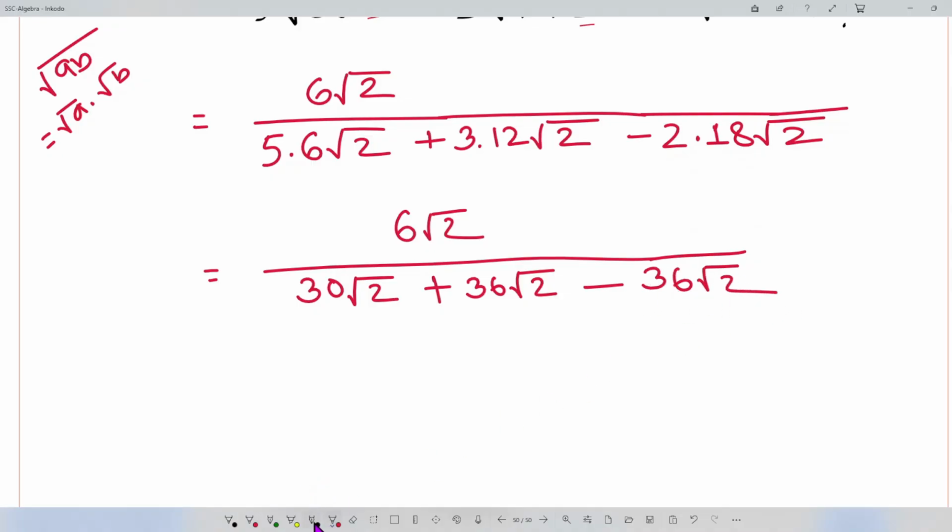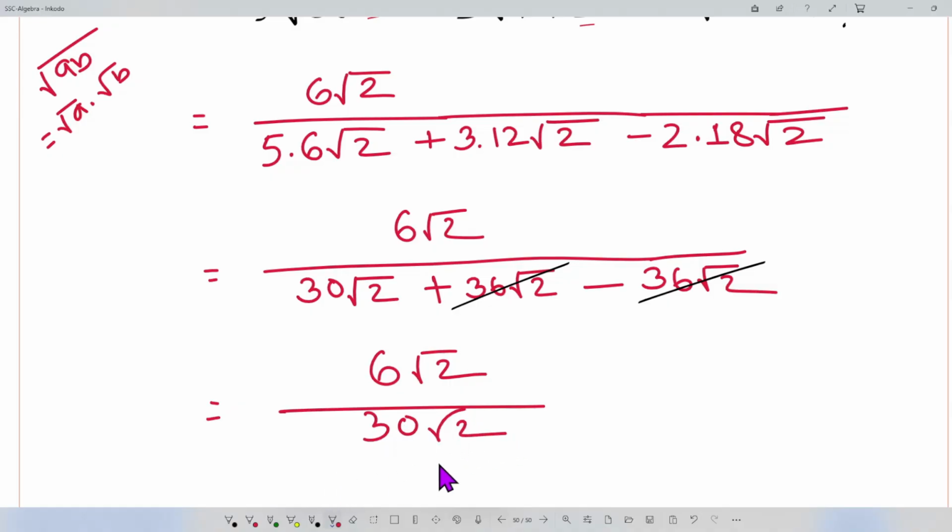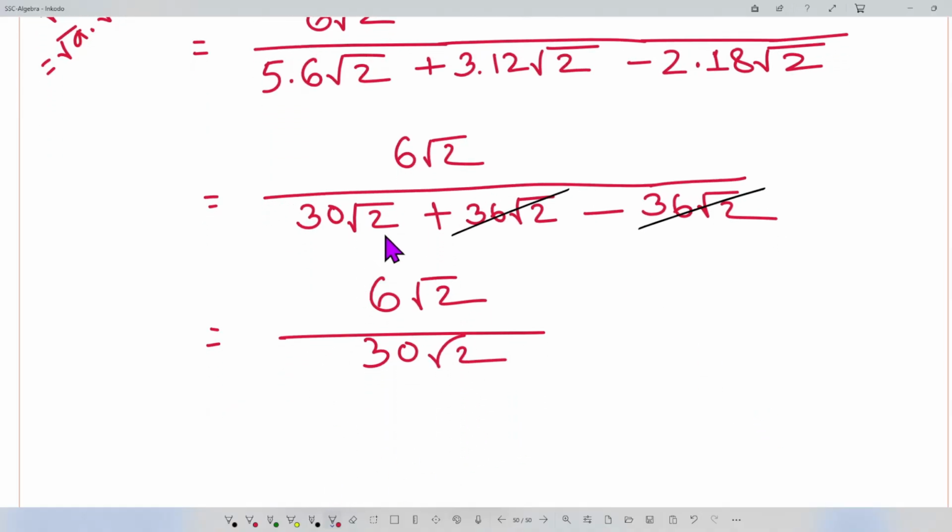So here plus 36 root 2 minus 36 root 2 will cancel out. Just simple subtraction. Next, here is 6 root 2 divided by 30 root 2. So once we divide this fraction by 6 root 2, we will get here 1 and here 5. So our answer will be 1 by 5.